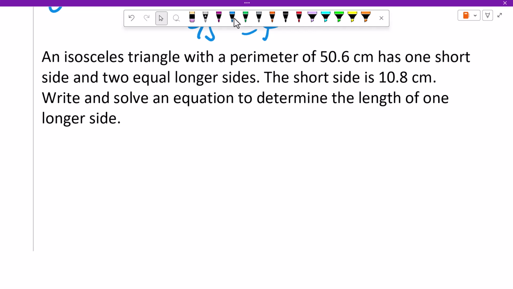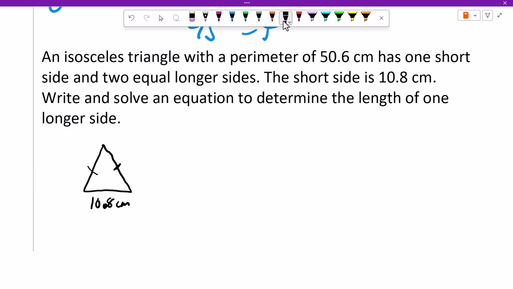It says, hey, we have an isosceles triangle with a perimeter of 50.6. Right? So an isosceles triangle has one short side and two longer sides. Right? So we're going to draw a triangle. Right? So two of the sides are the same. Right? And they said the short side has 10.8 centimeters. Okay? Figure out how big the longer side is.